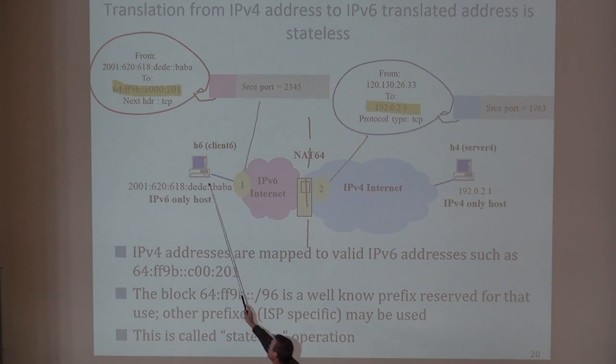So when this host will send a packet to that server, it will send a packet with this IPv6 destination address, where you recognize C00201, that's the hexadecimal representation of this address. So for the machine, it's the same address. The last 32 bits of this IPv6 address are the IPv4 address. So we put an IPv4 address inside an IPv6 address.